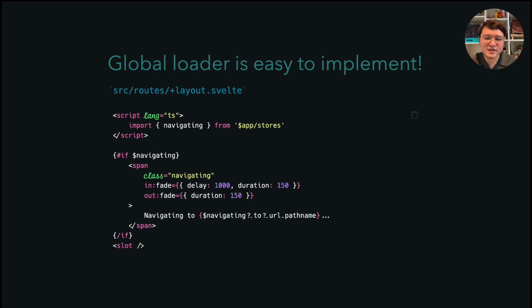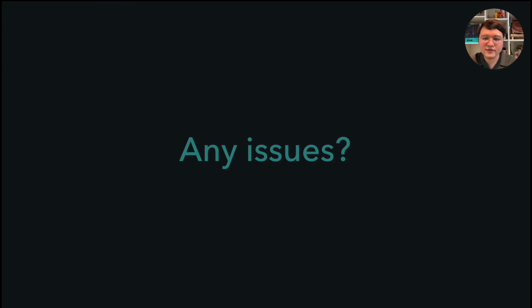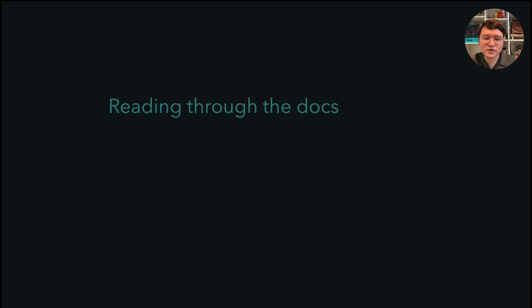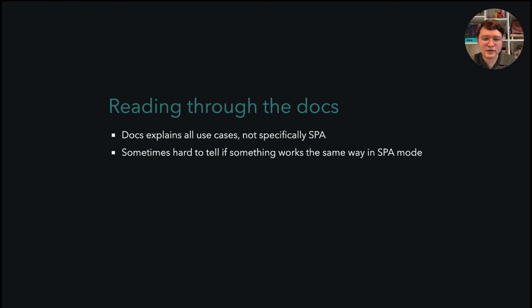This allows us to achieve the same effect as the SvelteKit documentation. So I've talked about a lot of the good stuff of SvelteKit. Is there any issue that I found along the way? The first one that I thought of is not really an issue, but reading through the documentation, it can be hard to know which cases apply to SPA and which ones only apply to SSR, for example.